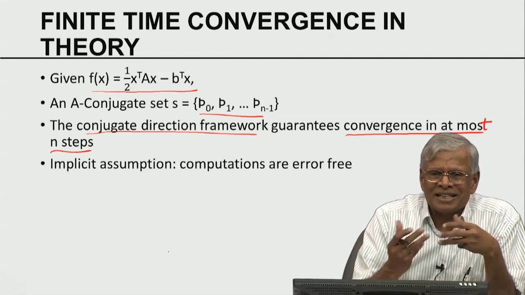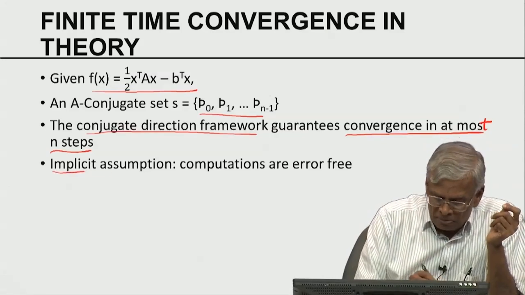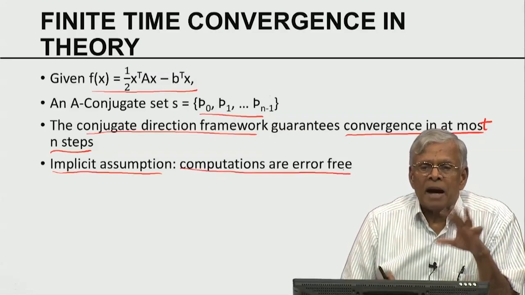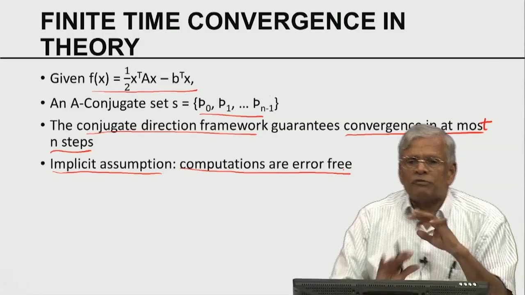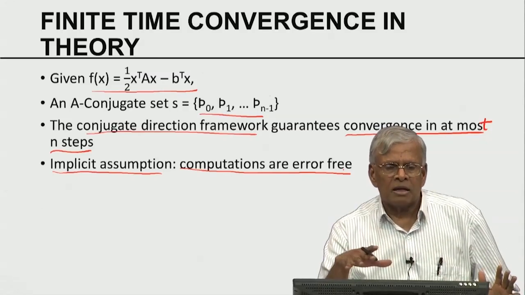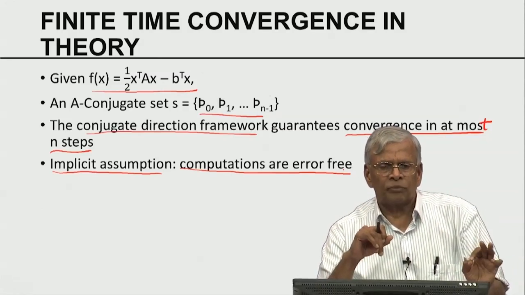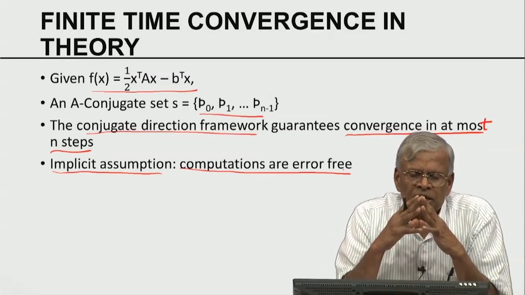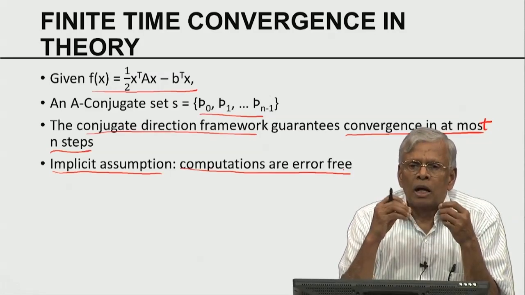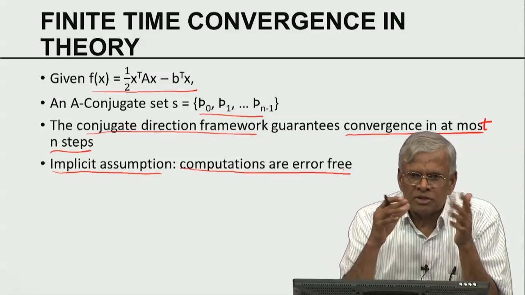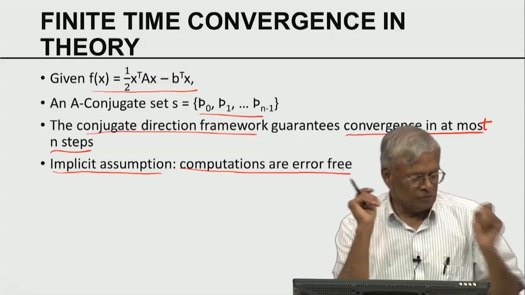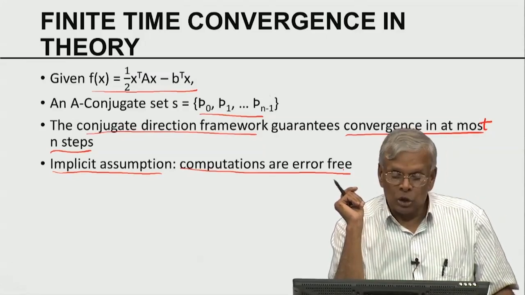But what is the tacit assumption that we are making? The implicit assumption in this is that computations are error free. That means I have a hypothetical machine which has infinite precision. So if I have a computer with infinite precision, there is no computational error. I can check for A conjugacy perfectly. So if I have the ability to examine A conjugacy perfectly, this framework essentially provides you finite time convergence of the minimization algorithm, provided we do the searches along the conjugate directions. That's the principal conclusion that comes out of this.